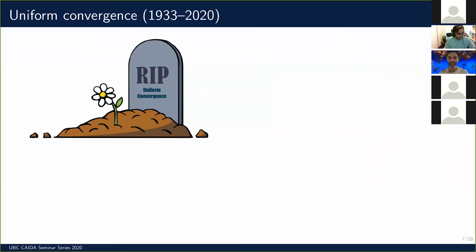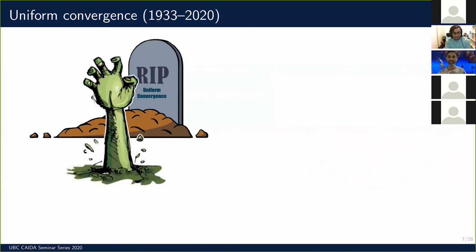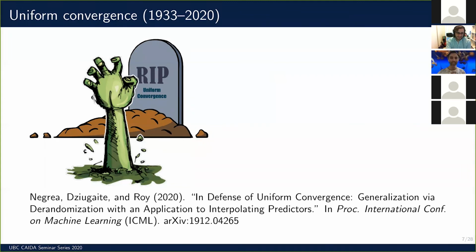I'll hand it over now to Jeff. Hi. I'm going to pick up where he left off, and as I hope you guessed, because we're saying in defense of uniform convergence, that's actually not the end of the story. Our work looks to figure out how uniform convergence may yet be used.